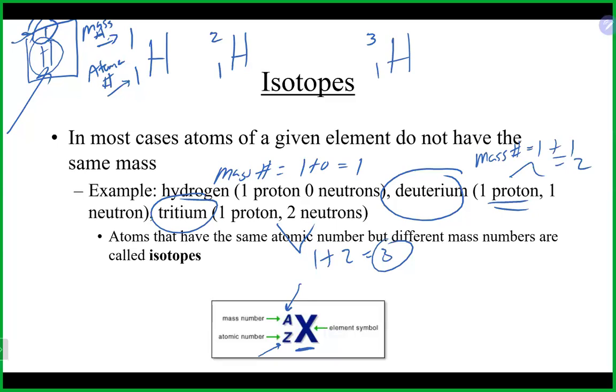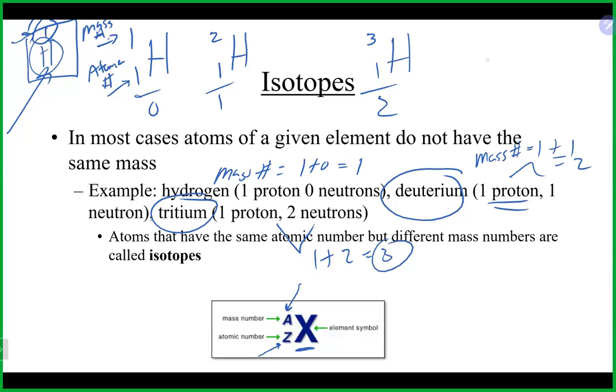And by the way, as you can see, you take the top number minus the bottom number, and that will give you the number of neutrons, right? So in this case, 1 minus 1 is 0. 2 minus 1 is 1. 3 minus 1 is 2. So we take the mass number, which is the top number, minus the bottom number. That will tell you how many neutrons there are. Question on that. So this is a common way that people will write isotopes.